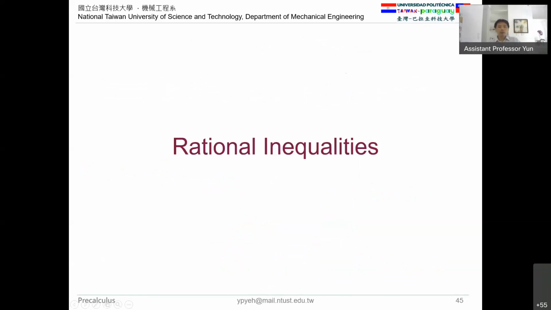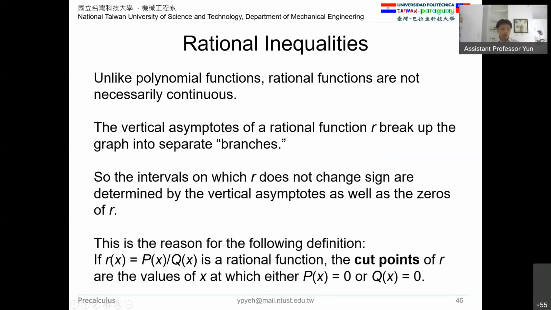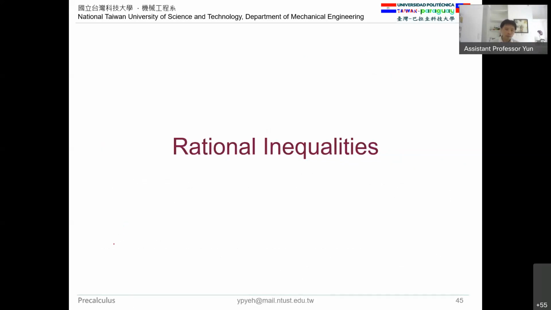Next is rational inequalities. This is also quite fundamental, and I think the inequality method is just defined as we define inequalities for functions. But in a rational inequality, unlike polynomial functions, since we know, it just shows you in the polynomial function.